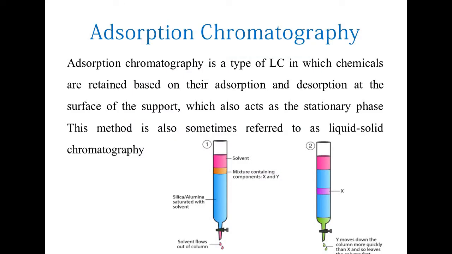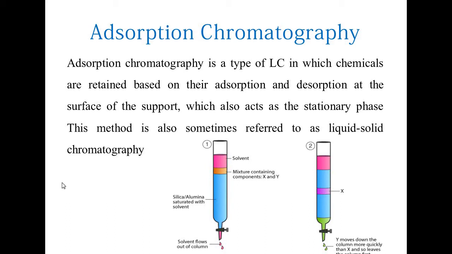First is adsorption chromatography. Adsorption chromatography is a type of liquid chromatography in which chemicals are retained based on their adsorption and desorption at the surface of the support of a stationary phase. This method is also sometimes referred to as liquid-solid chromatography.